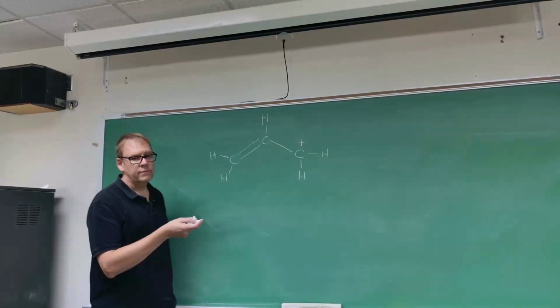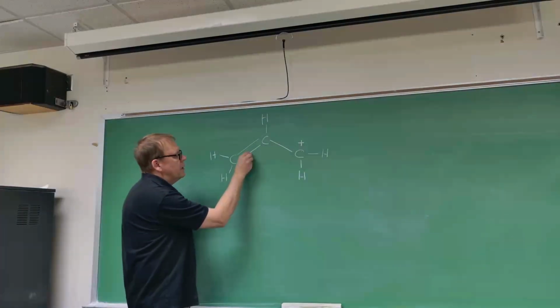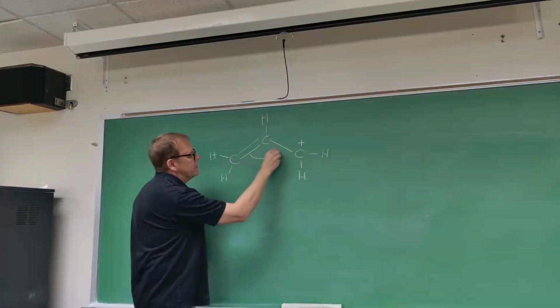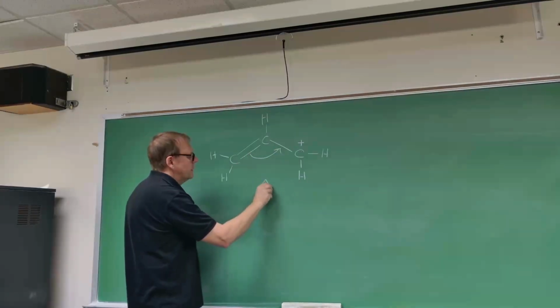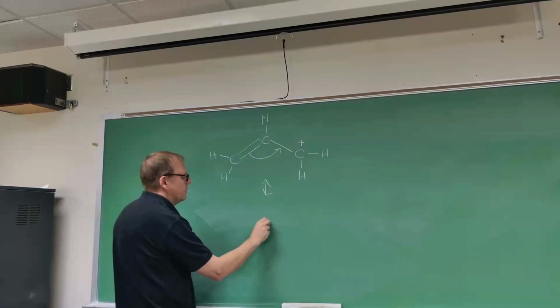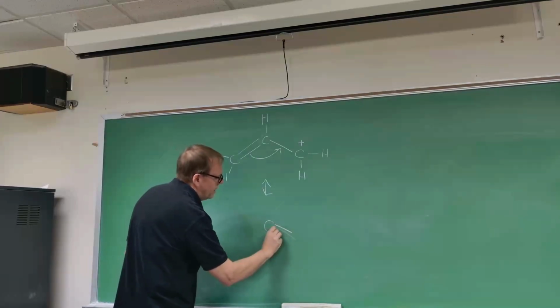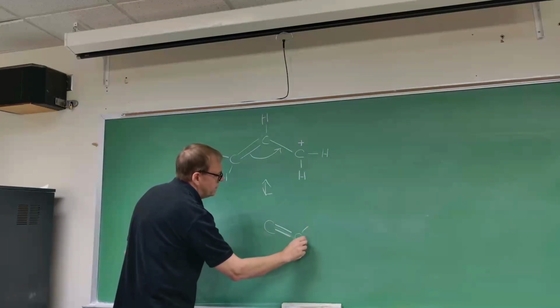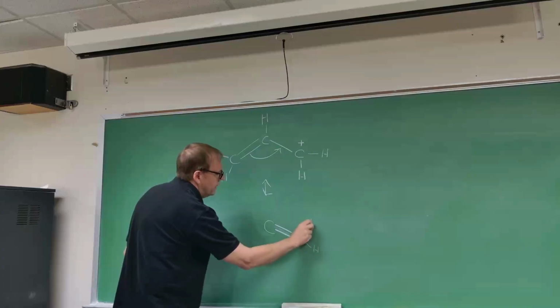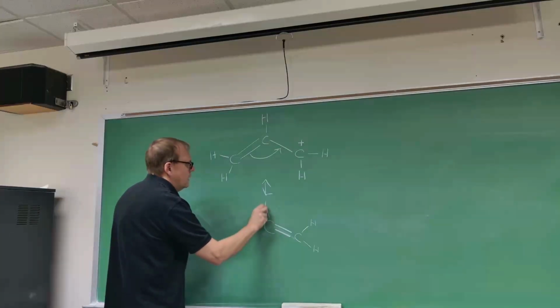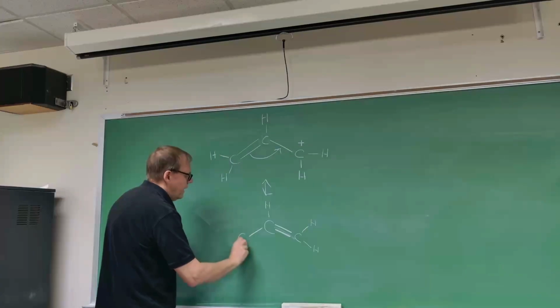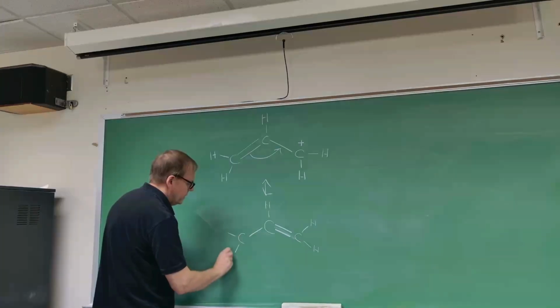So the way that you do it for this molecule is you take a pair of electrons out of this pi bond and you just slide them over. And that would give you a new resonance structure that looks like this, where you have a carbon-carbon double bond between the two atoms on the right. And now the carbon on the left has got the positive charge on it.